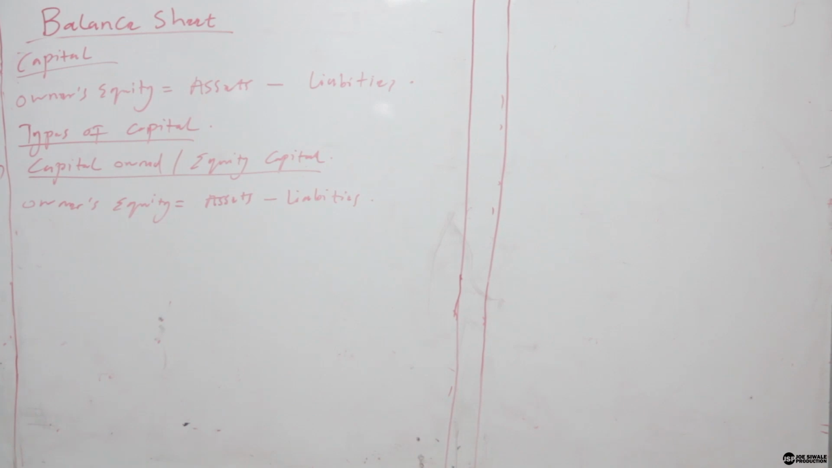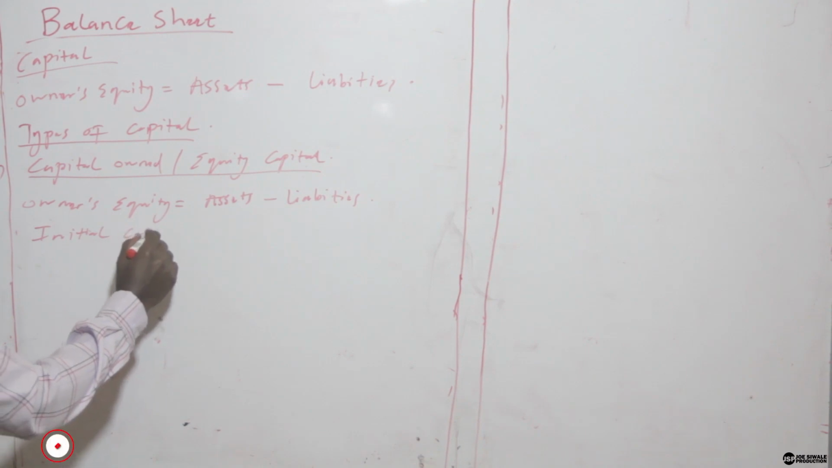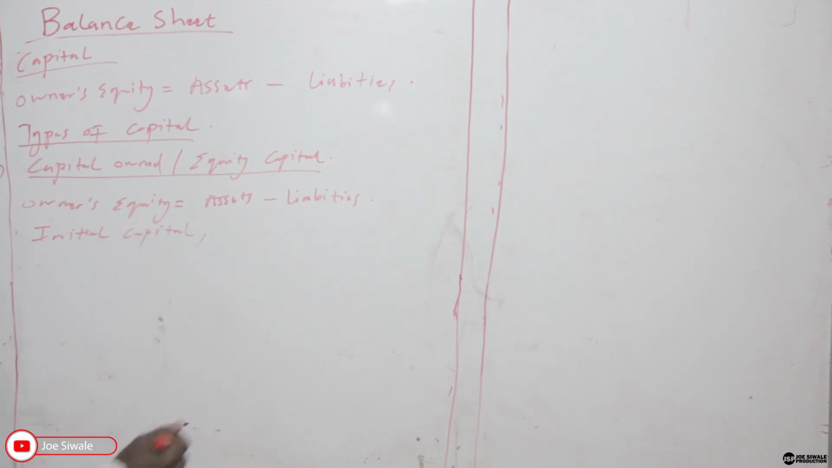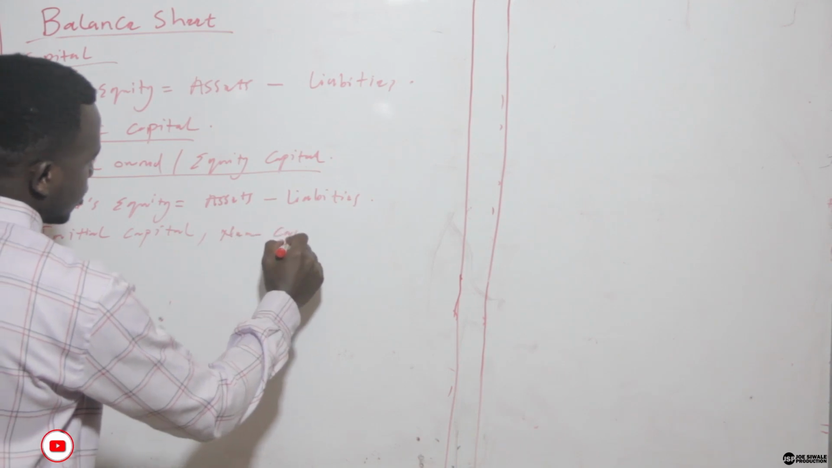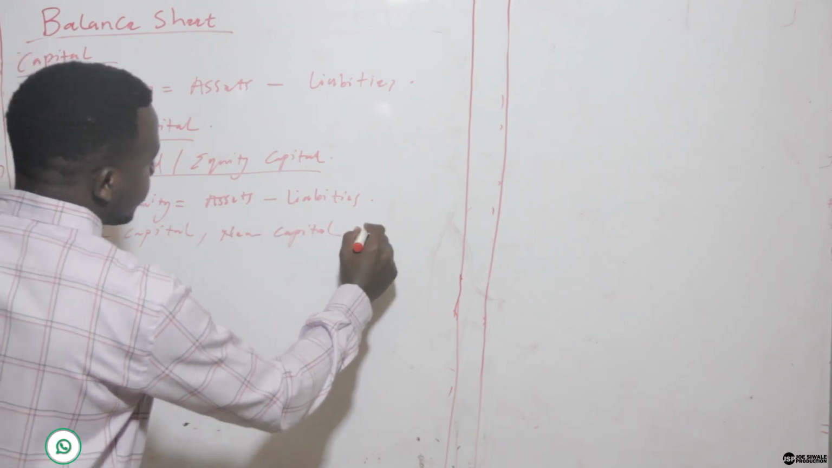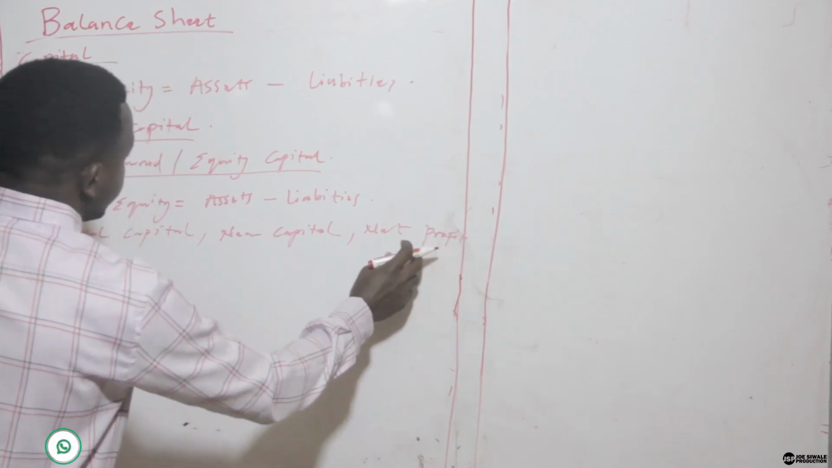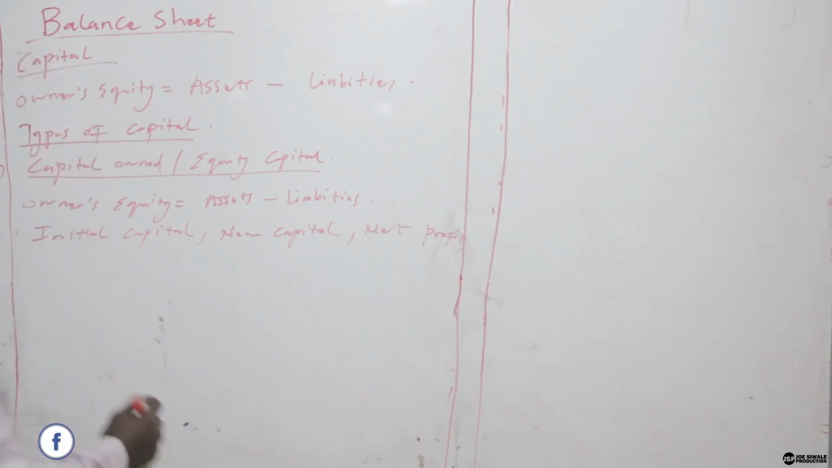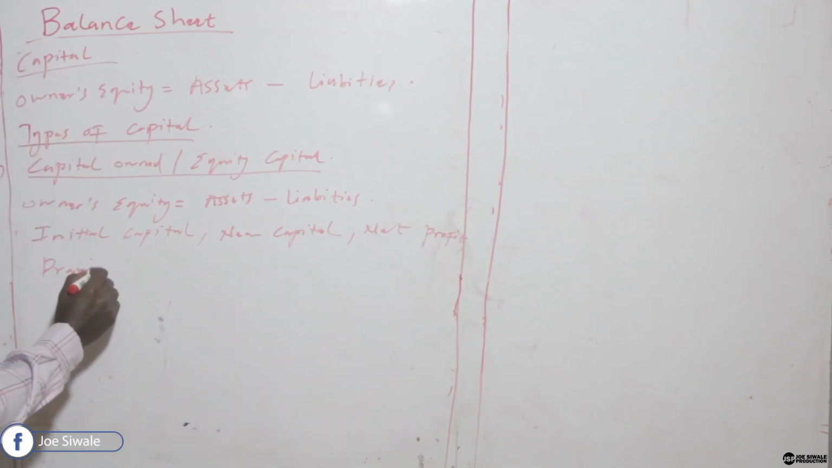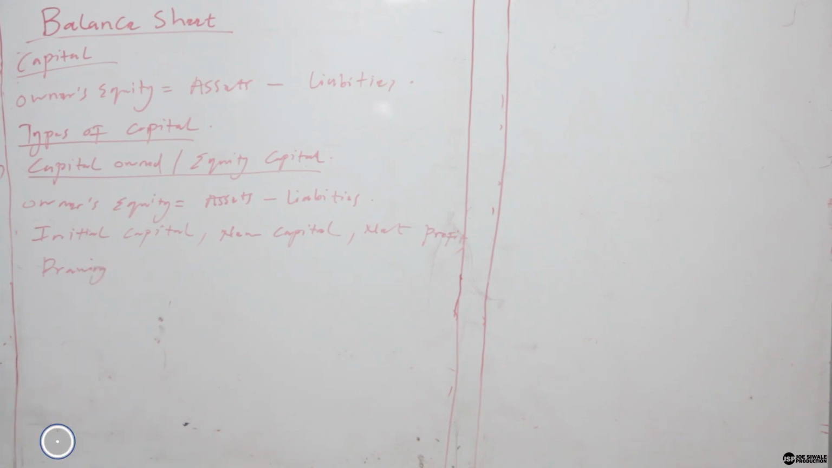But in a case where you have initial capital, then you are also having new capital, then you are also having net profit, and we know what net profit is. Then we are also having drawings. And drawings, we know that this is the amount of money that is withdrawn for personal use. So in a case where you have initial capital, then you have new capital, then you have net profit and drawings, our formula is going to change.